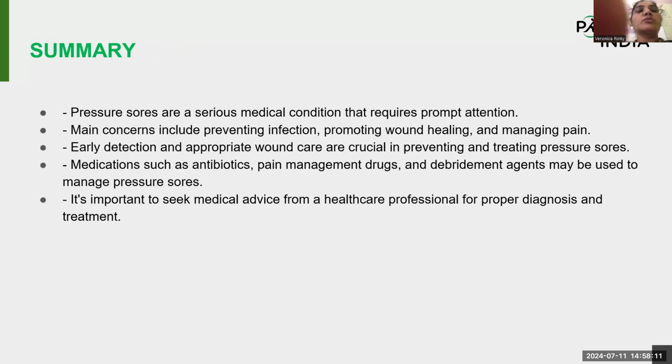Summary: pressure sores are a serious medical condition that requires prompt attention. Main concerns include preventing infection, promoting wound healing, and managing pain. Early detection and appropriate wound care are crucial in preventing and treating pressure sores. Medications such as antibiotics, pain management drugs, and debridement agents may be used to manage pressure sores. It is important to seek medical advice from a healthcare professional for proper diagnosis and treatment.